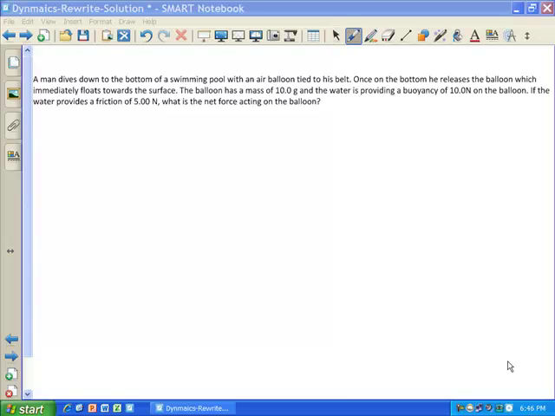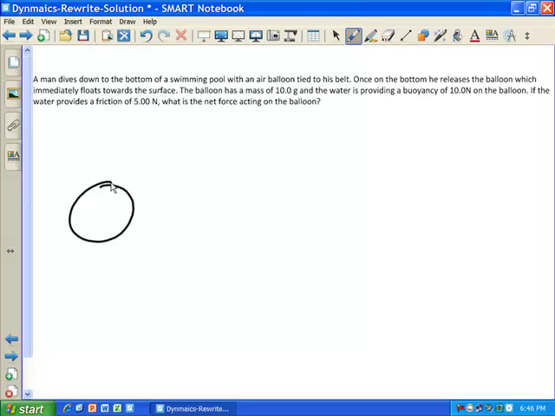So in this case, I've got a man jumping into some water. He's got a balloon, and he lets go of the balloon. Really, the object I care about here is not the man, but the balloon. I'm just going to draw it as a circle. I like to draw diagrams, you know this. So I've got a balloon, and it's below water because he's at the bottom, and he's released it.